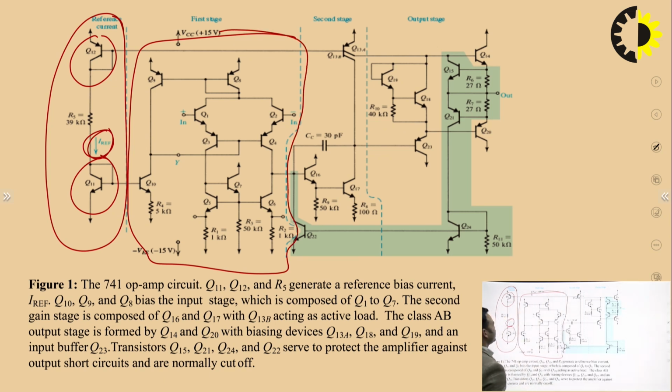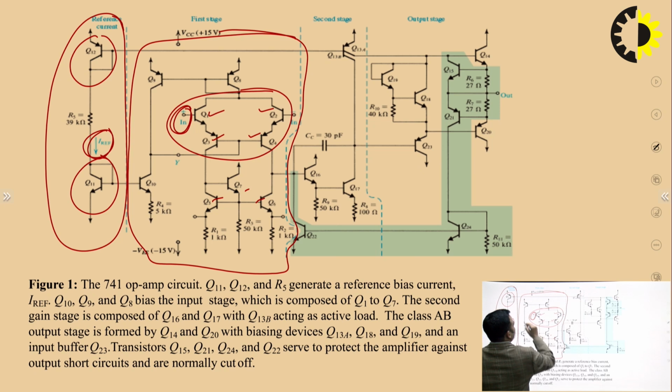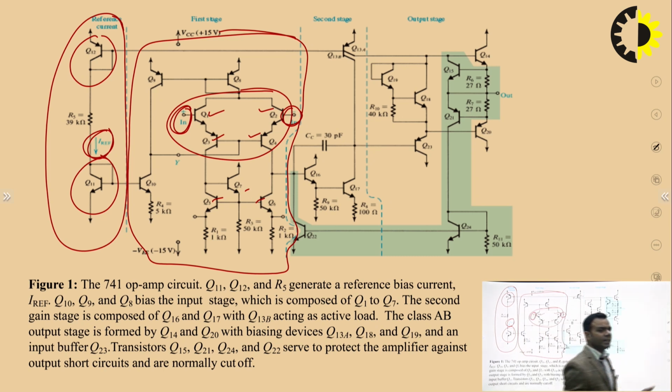In the first stage, there are Q1, Q2, Q3, Q4, then Q5, Q6, Q7. This is the differential amplifier, and we apply 2 inputs. One input may be at this Q1 and another at Q2. Other than these 2 inputs, in this whole circuit, we are not going to apply any input anywhere.